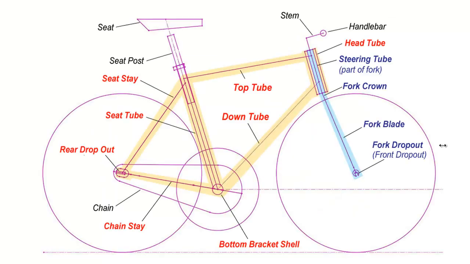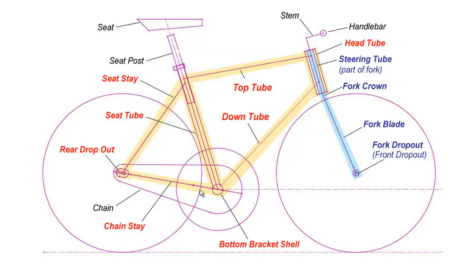Before we get started, we will discuss the key components that make up a typical bicycle frame. Shown here highlighted in yellow is the bicycle frame, and in blue is the bike fork. The frame consists of two triangles, the main triangle and the rear triangle. The main triangle consists of the top tube, the head tube, the down tube, and the seat tube. The rear triangle consists of the seat stay and the chain stay.